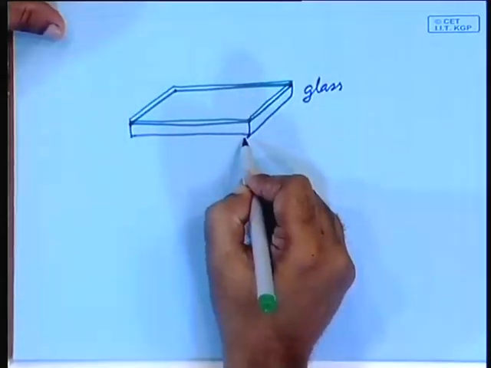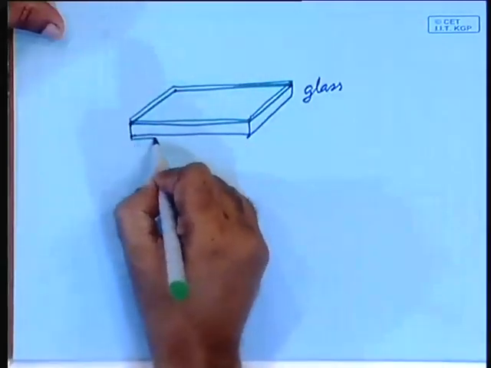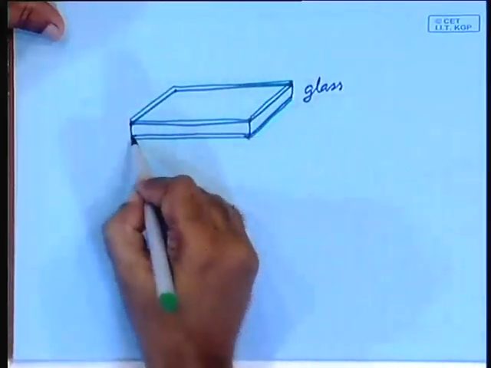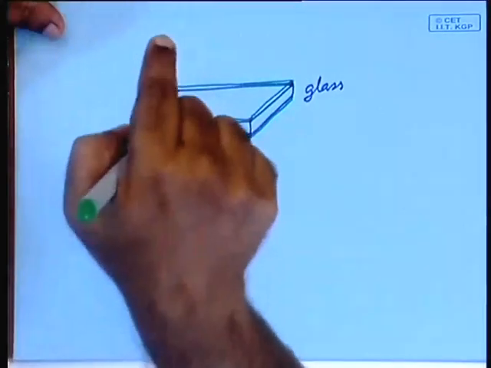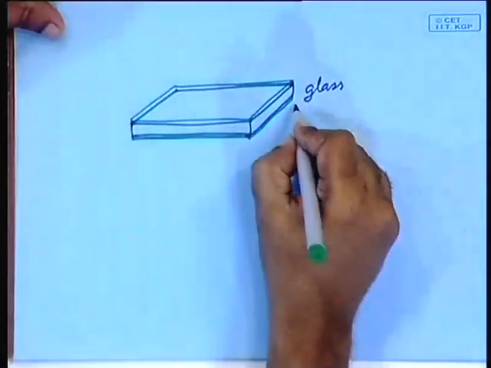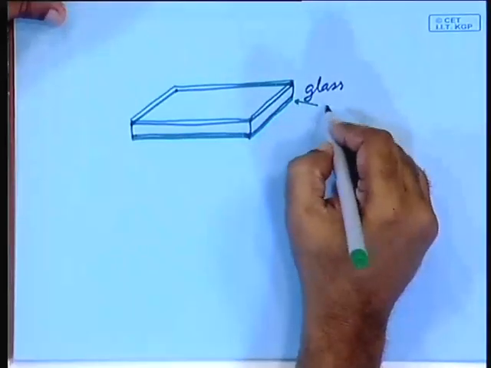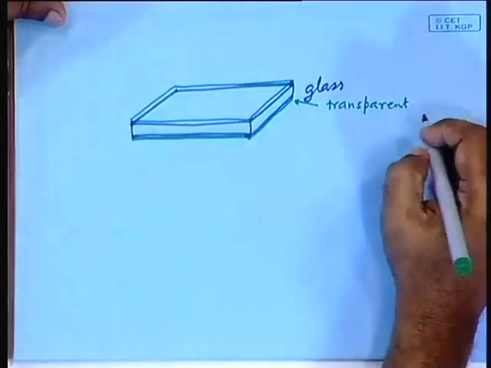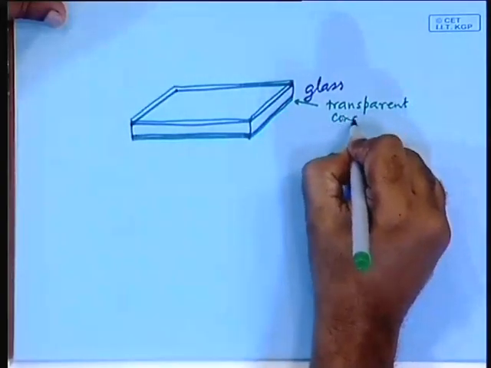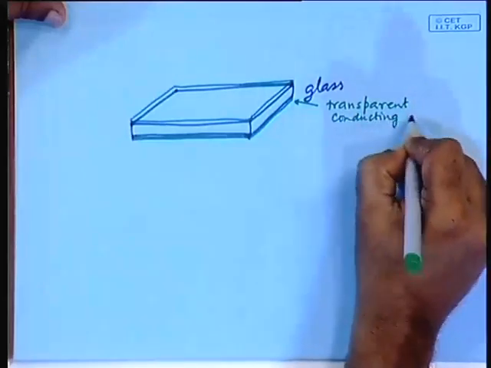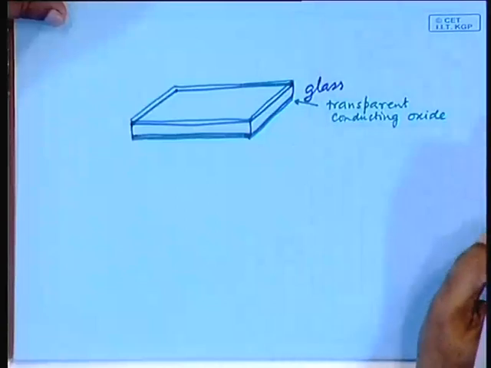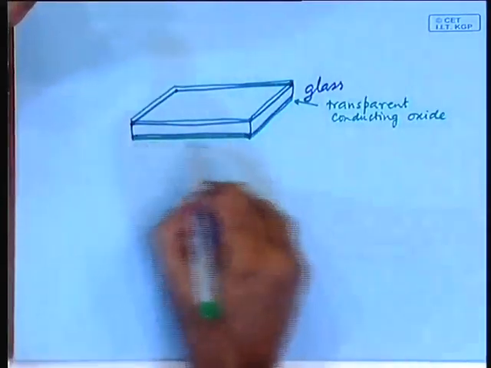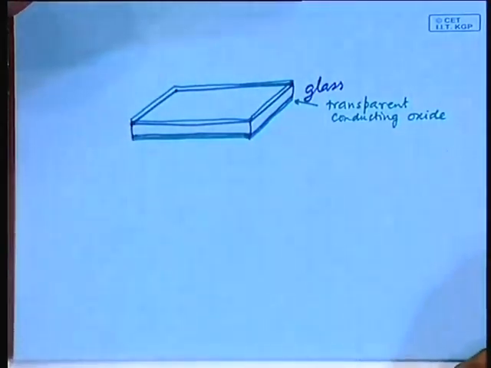Below that you have, what should there be at this point? Just below the glass. What is the first one? Has to be top metal contact, right. So, this is a transparent conducting oxide. As I told you, this could be indium tin oxide, sometimes it is simply tin oxide. So, first this one.